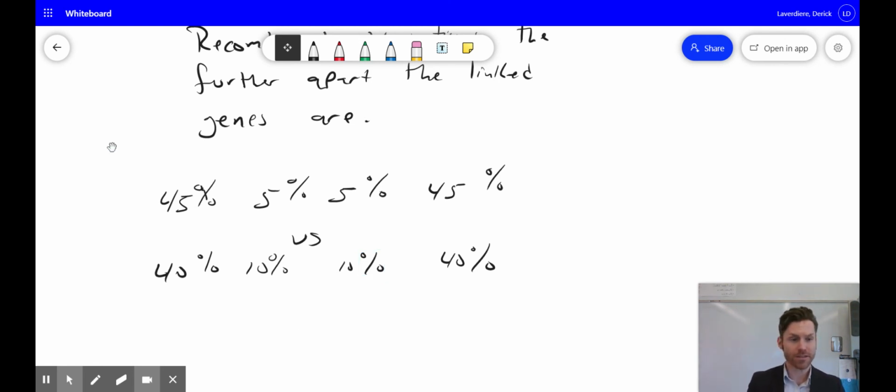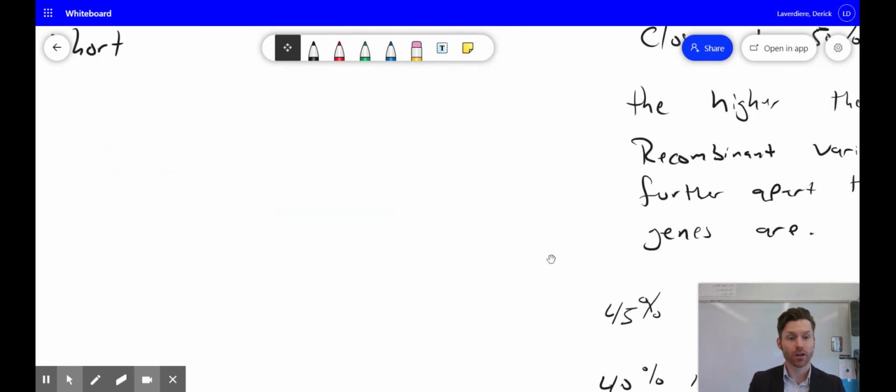Right? And so that's it. That's gene linkage. Two genes are on the same chromosome, so they are not separated through independent assortment. So we do not get a fair prediction using Punnett squares. Punnett squares don't work for linked genes. That's it. Okay?